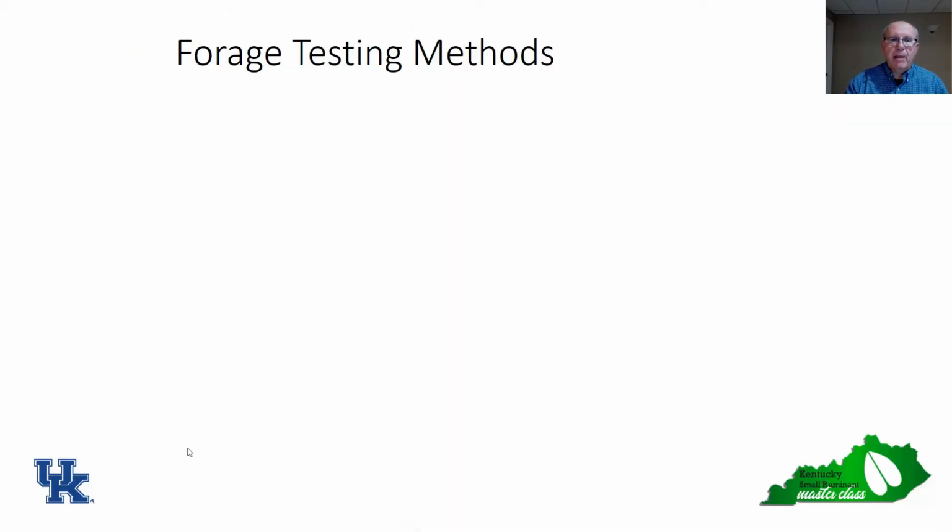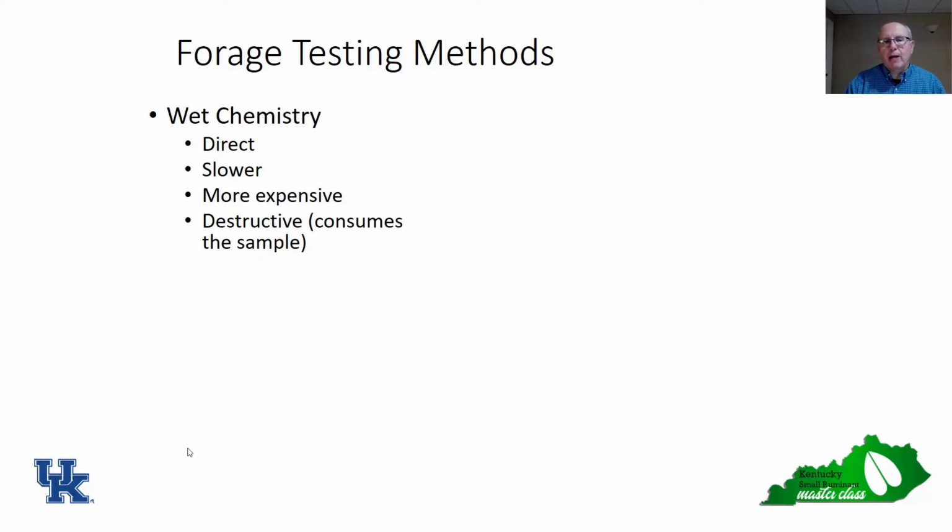Let's talk about the methods that a laboratory might use. The laboratory may use, and you may specify that they use, wet chemistry to analyze your sample. That means they're going to use direct methods to determine the components that are important to us to know in order to estimate quality. It's a slower method and more expensive and destructive in that it consumes the portion of the sample that they are actually processing with wet chemistry methods.